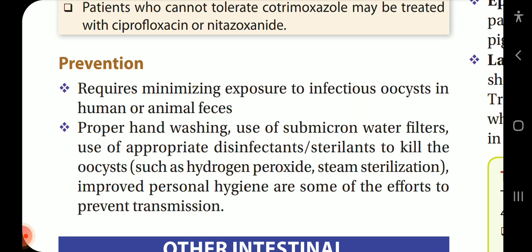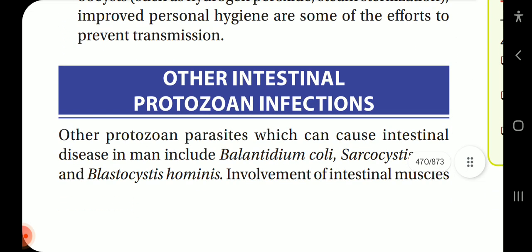Now, prevention requires minimizing exposure to infectious oocysts in human or animal feces. Proper hand washing, use of submicron water filters, use of appropriate disinfectants and sterilants to kill the oocysts, such as hydrogen peroxide, steam sterilization, and improved personal hygiene are some of the efforts to prevent transmission.